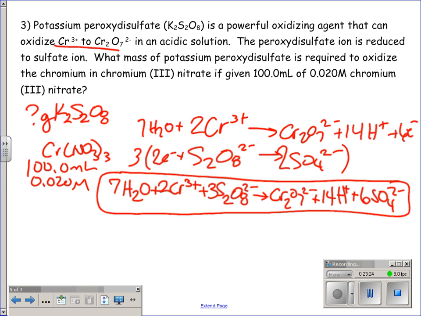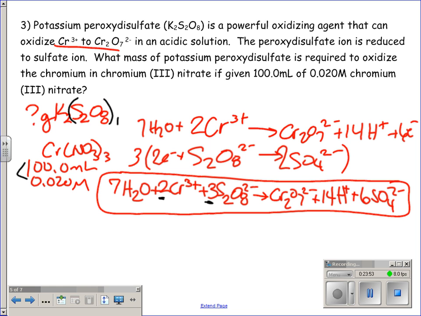So start with chromium-3 nitrate, because that's your M and V, right? To get to moles of chromium-3 nitrate, then get from moles of chromium-3 nitrate to moles of chromium-3 plus, and then moles of chromium-3 plus to moles of peroxydisulfate with a 2 to 3 ratio. Then moles of peroxydisulfate to moles of potassium peroxydisulfate, which is a what ratio?